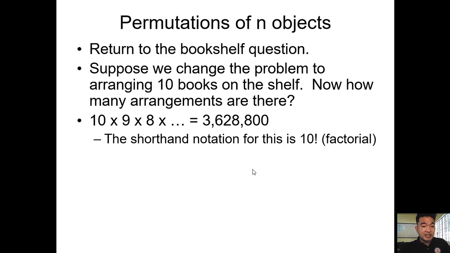So, para makuha natin yung sagot, that's 10 times 9 times 8 times 7 times 6 times 5 times 4 times 3 times 2 times 1. So, let us check using the calculator. We multiply these numbers: 10 times 9 times 8 times 7 times 6 times 5 times 4 times 3 times 2 times 1. So the answer is 3,628,800. That's correct. Ibig sabihin, ganyan karami yung posibleng maging arrangement ng books doon sa shelf.